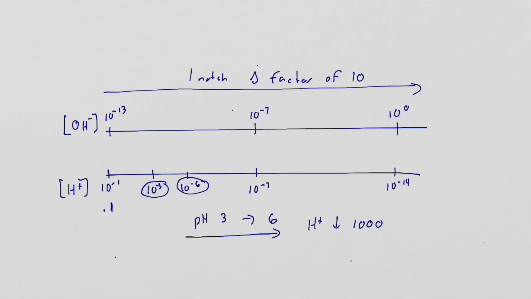At the same time, the OH minus concentration is going from 10 to the minus 11 to 10 to the minus 8. And 10 to the minus 8 is 1,000 times greater. So when we do that change from 3 to 6, the H plus goes down by a factor of 1,000, and the OH minus goes up by a factor of 1,000. There's 1,000 times higher concentration of hydroxides when we move 3 spots. If you move 2 spots, everything changes by 100.